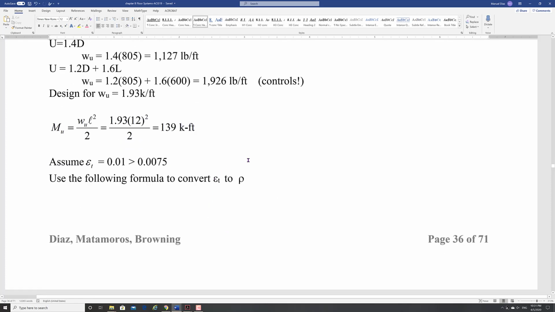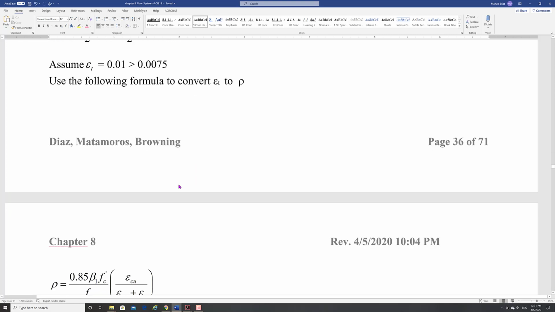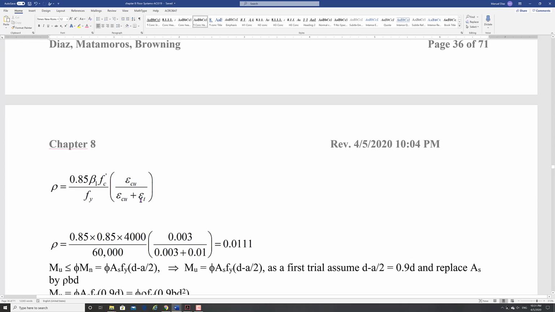And now we're going to design, right? So when we design, we have the option of either you assume the dimensions and you find steel, or you assume the steel indirectly through the epsilon t, and then you find your dimensions. So we're going to do that, okay? Because that works for any kind of load. So we're going to do that one. We're going to assume then 0.01 here. That gives me my rho value.